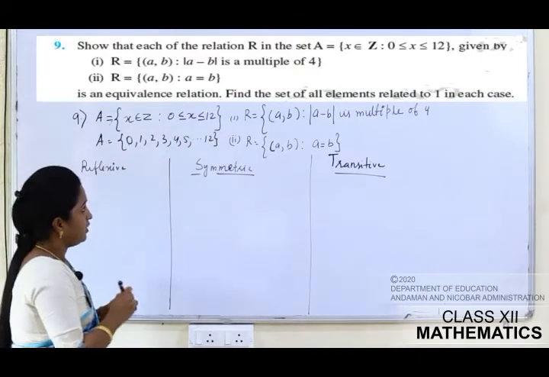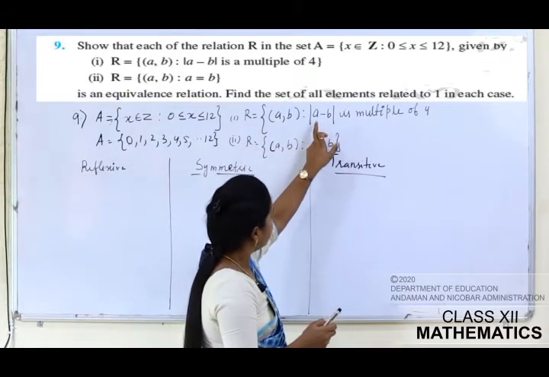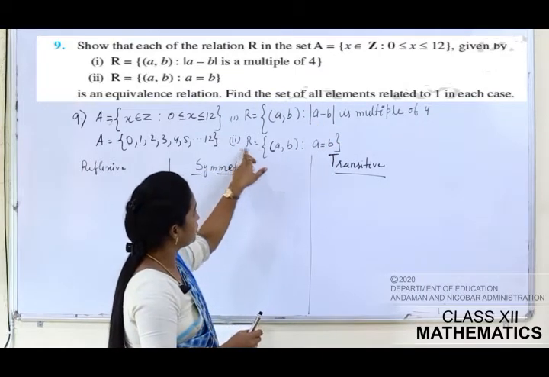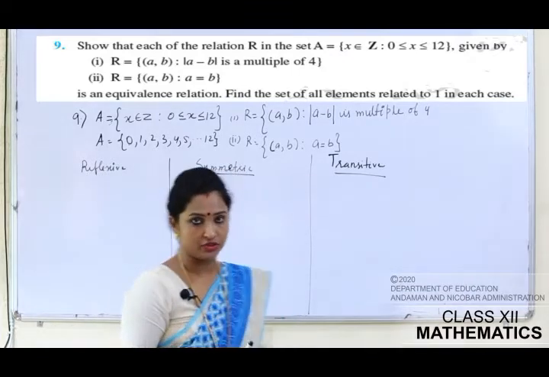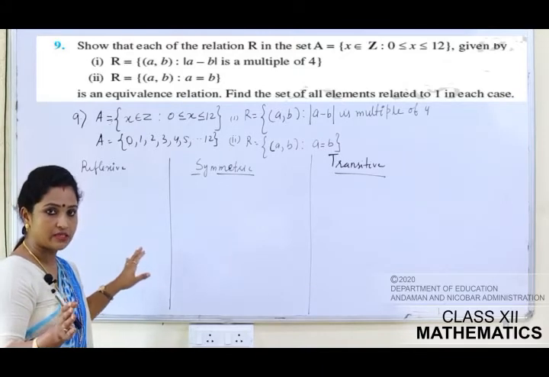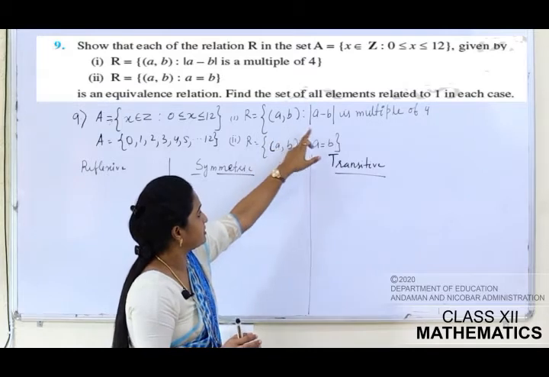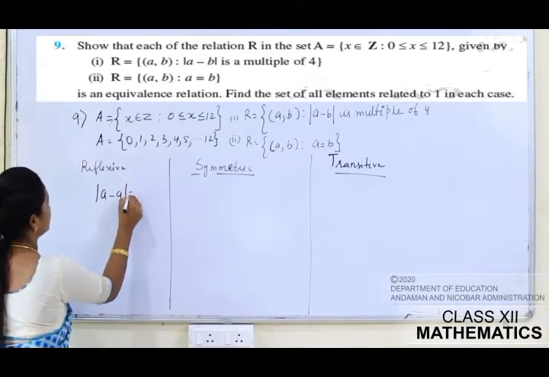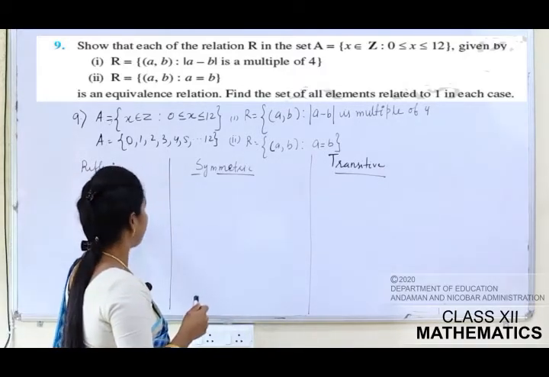Okay. Now you have to show that R = {(a, b) : |a − b| is a multiple of 4}, and the second is R = {(a, b) : a = b}, is an equivalence relation. Okay. Now reflexive is very simple. Just now I have done one question, same thing. See, you have to take the same element, a with a. That means a minus a you are getting. आपको ऐसे मिलेगा a minus a, that is equal to 0, and 0 is a multiple of 4. Okay, so it is reflexive.